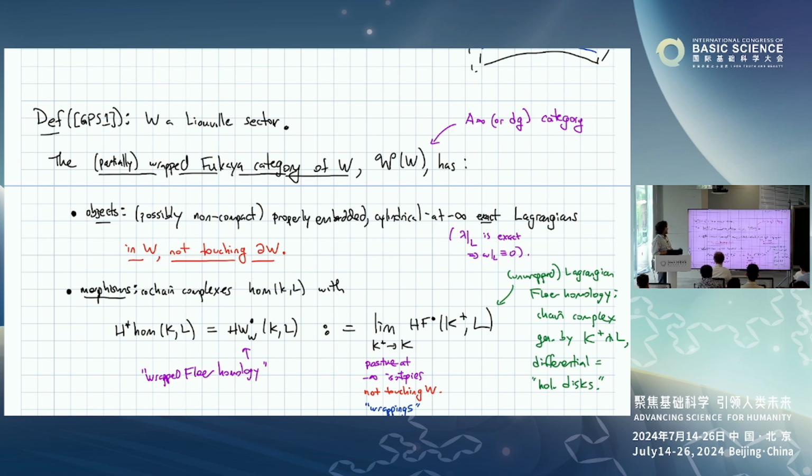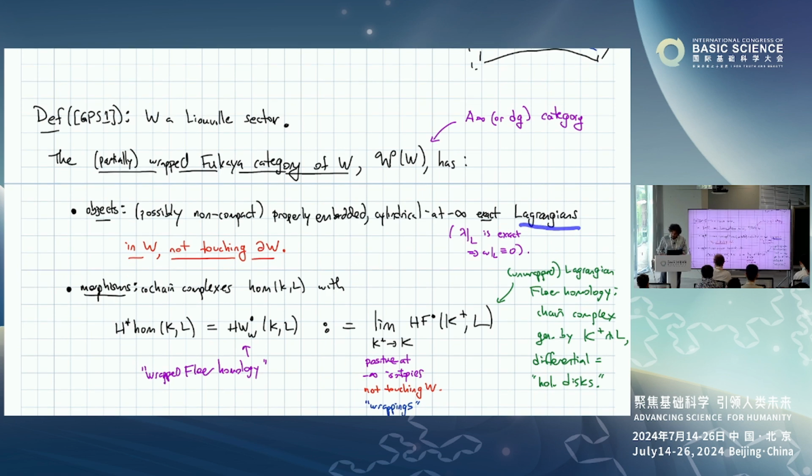So let me tell you a little bit about the wrapped Fukaya category of a Liouville sector. This is a categorical invariant, a chain-level categorical invariant of a Liouville sector, in the sense of it being an A infinity category, or you could think of it also as a differential graded category. It has as objects Lagrangian submanifolds, which are half-dimensional submanifolds of our 2n-dimensional manifold, along which the symplectic form vanishes. They should be exact Lagrangians, which is a condition with respect to the lambda I fixed on my original Liouville manifold. So lambda restricted to L should be exact. They're allowed to be non-compact, but they have to be properly embedded and cylindrical at infinity. Then they live in W, but they never touch the boundary. Okay, that's the key point. So they live in W, but don't touch the boundary.